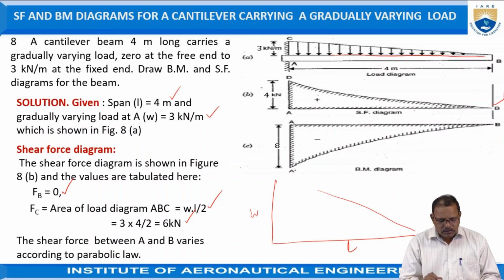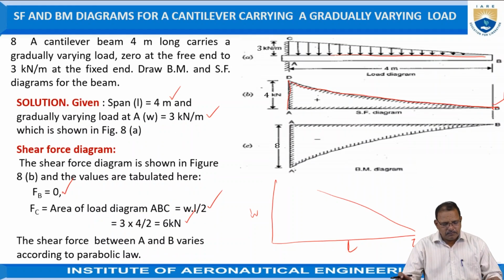So from this take here 6 kilonewtons. From B it is 0. Just draw continuous lines like this to point D. This curve is called a parabolic curve because it is proportional to the square of the distance from the free end. Now, bending moment diagrams.